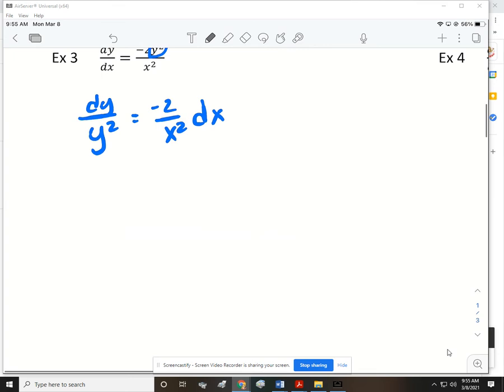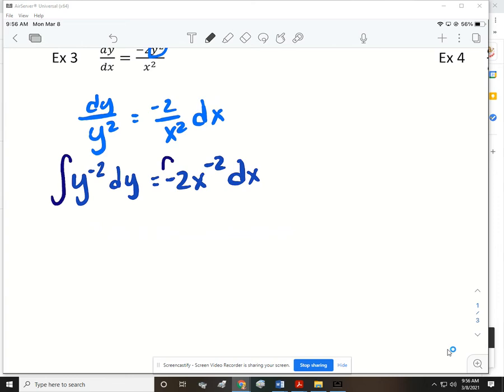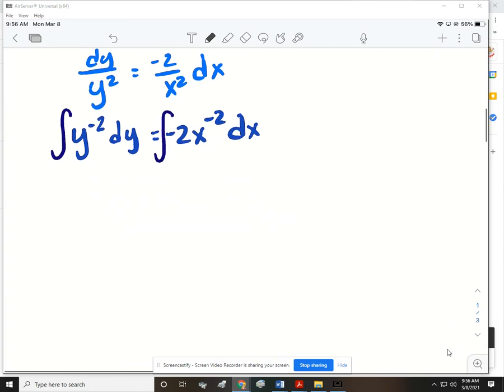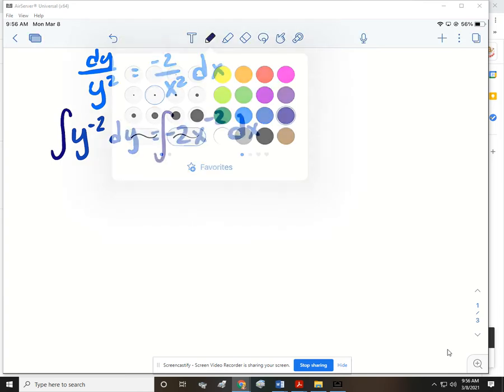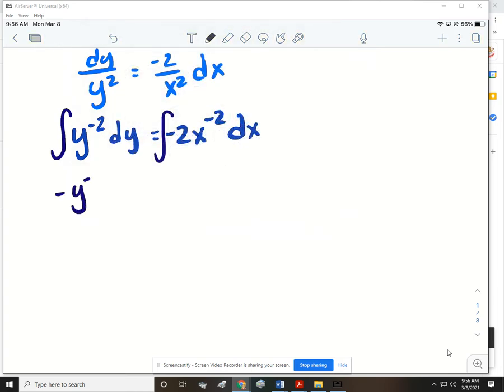All right, then it's going to be a good idea just to rewrite this, because the way it's written right now, it would be hard to integrate. So y to the negative 2 dy is equal to negative 2x to the negative 2 dx. All right, so now I'm ready to integrate, where I'm going to add 1 to my exponent to get my new exponent and then divide by it. Add 1 and then divide by it.